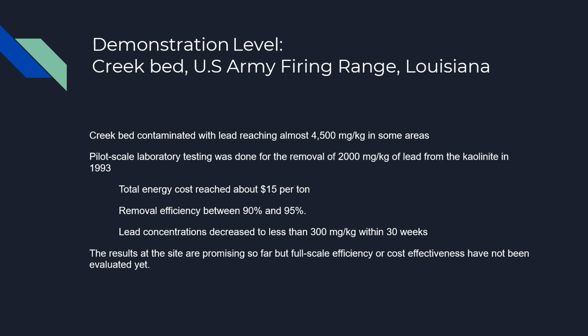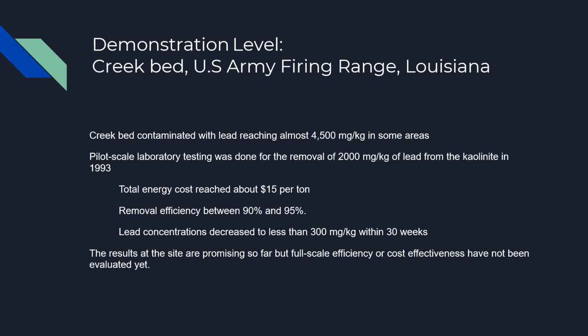It was using Cadec's electrode system that would promote contaminant transfer to the cathode compartment. The contaminants are precipitated or deposited directly. The removal efficiency was observed to be varying between 90 to 95%. The pilot scale studies showed that the lead contaminant concentrations decreased to less than 300 milligrams per kilogram within 30 weeks of processing. The toxicity leaching characteristic values dropped from more than 300 milligrams per liter to less than 40 milligrams per liter within the same 30 weeks.